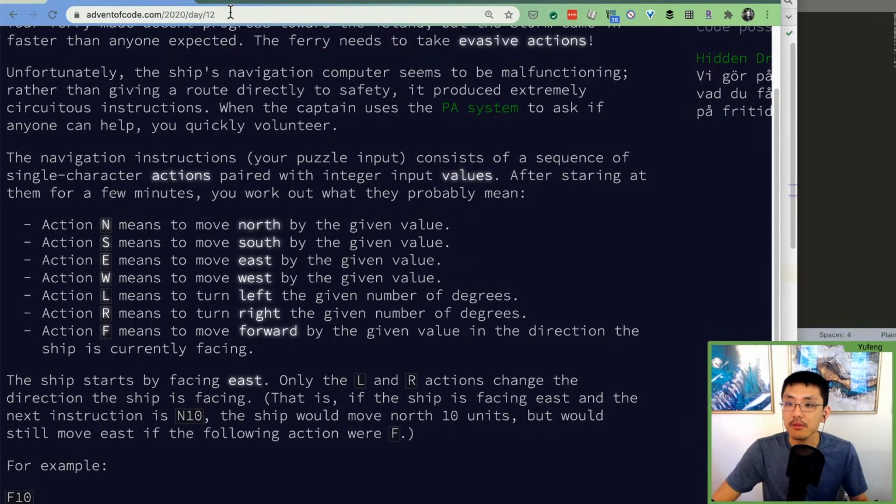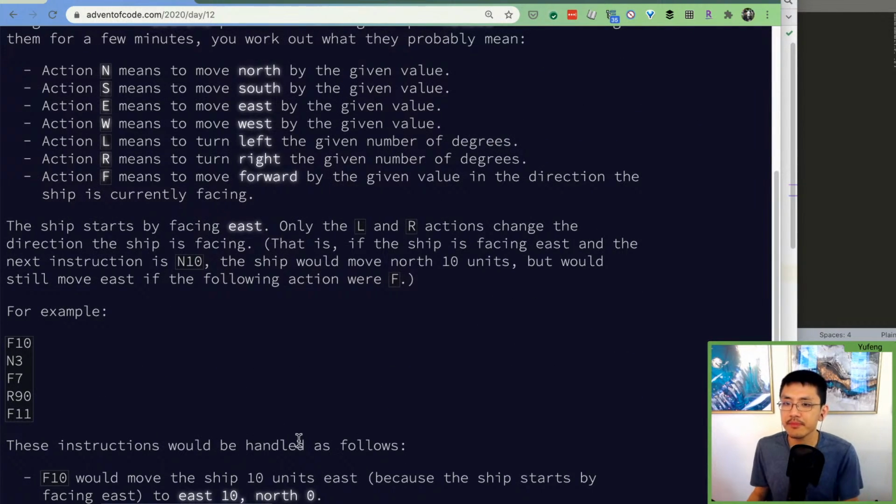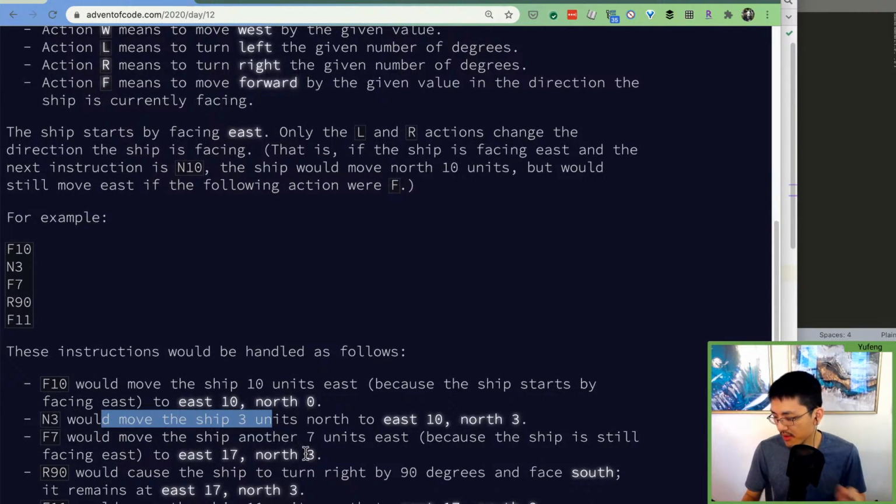Okay, so let's do this. Starts out facing east. I still have my sketches from day 10 part 2. That was a nightmare. Facing east, I'm going to just draw an arrow that faces east. And then it goes east 10. Why does it say north 0? East 10. Oh wow, I just drew east facing to the left. East is to the right, team.